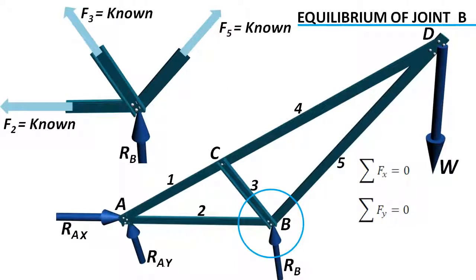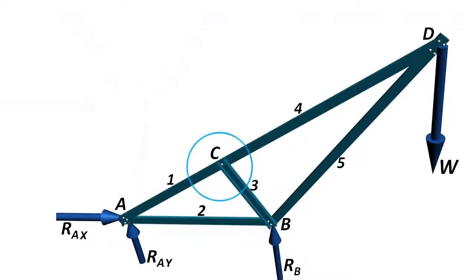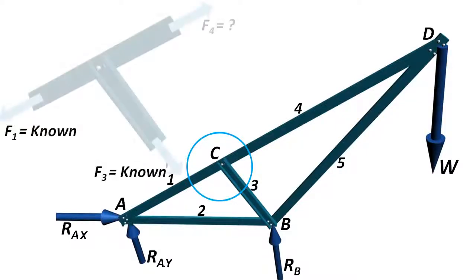Now the only unknown force remaining is in member 4, which can be easily solved by considering equilibrium at point C or point D, just by considering one equilibrium equation.